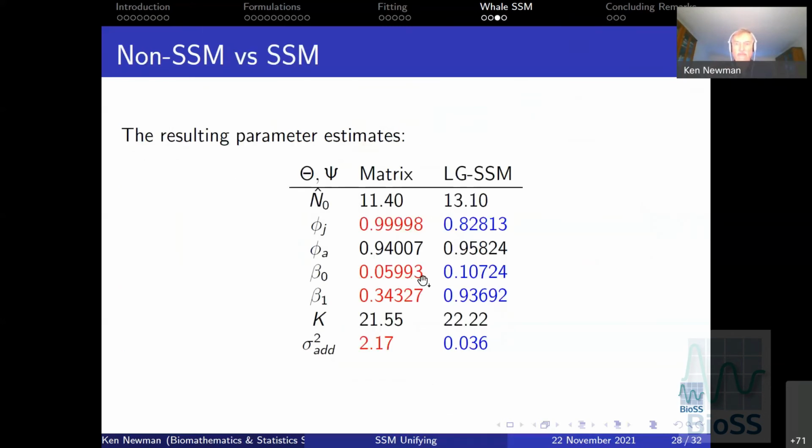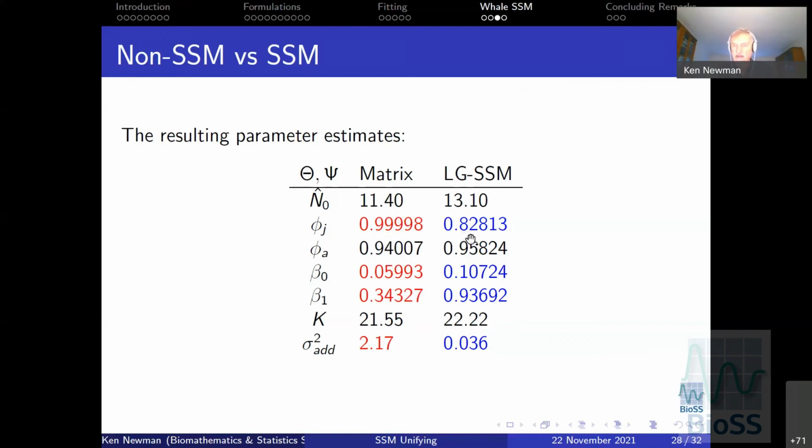And we fit a linear Gaussian state space model to these data as well. And this was actually really gratifying work. We saw significant differences between the state space model and the non-state space model. Here's an example: without accounting for observation error, the estimated juvenile survival, phi j, was nearly 100%, which didn't make any sense. It was also greater than the adult survival, which is 94%. So that was without accounting for observation error.